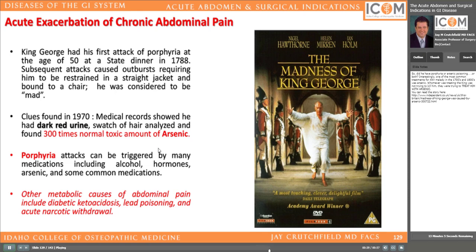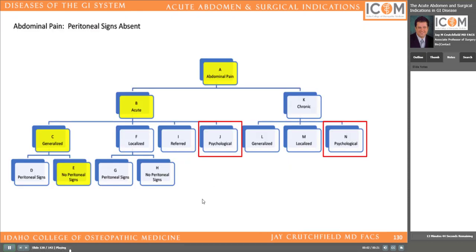Porphyria attacks can be triggered by medications including alcohol, hormones, and even arsenic, and some common medications. Other metabolic causes of abdominal pain include diabetic ketoacidosis, lead poisoning, acute narcotic withdrawal, and of course, arsenic poisoning, which apparently was missed. On the previous slide, I put a link to a discussion of the King's porphyria diagnosis as well as his arsenic poisoning. It appears that arsenic was used to treat his porphyria. Nevertheless, we're not quite finished yet with our psychological discussion of abdominal pain.